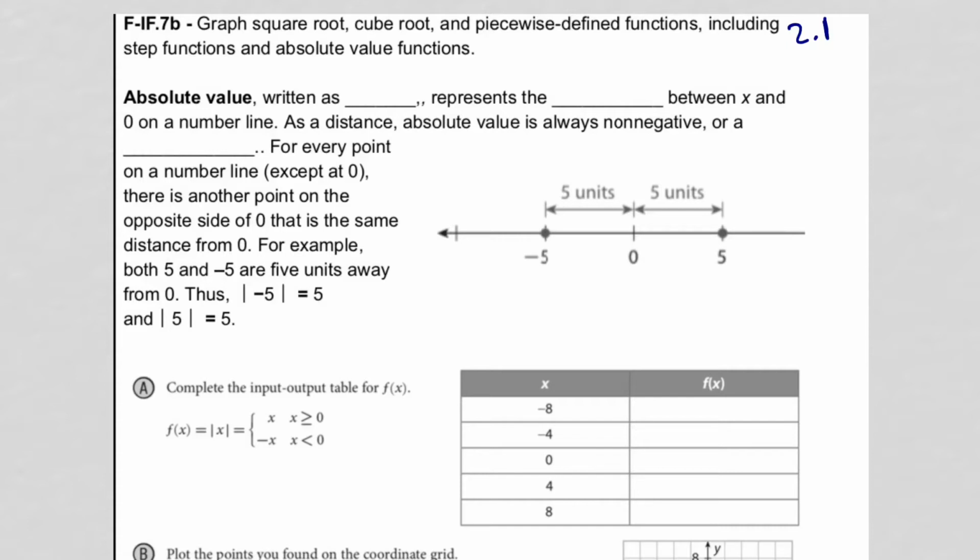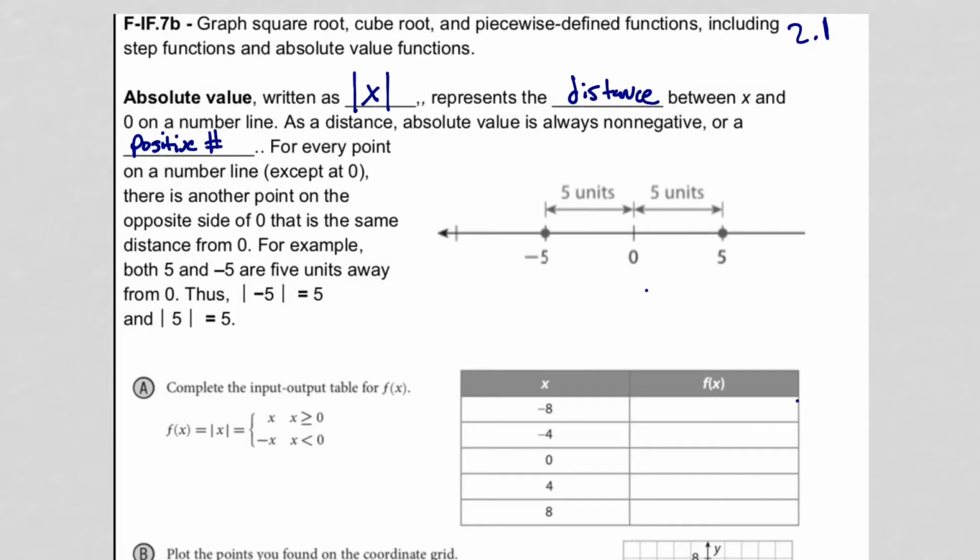Absolute value, written as x with these brackets, represents the distance between x and 0 on the number line. And that's the reason why absolute value is always a positive number, because distances are not negative numbers. If you travel any distance, you're never traveling a negative quantity.